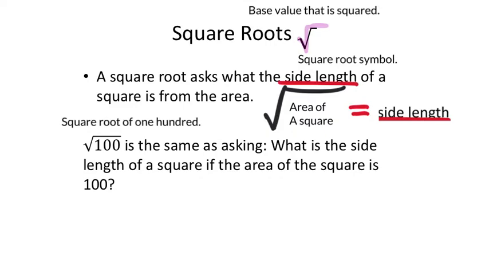That's how that reads right there. But it's the same thing as saying, if you have the area of a square that's 100, what's its side length? Or what is the side length of a square if the area of the square is 100? However you want to think about that being worded.